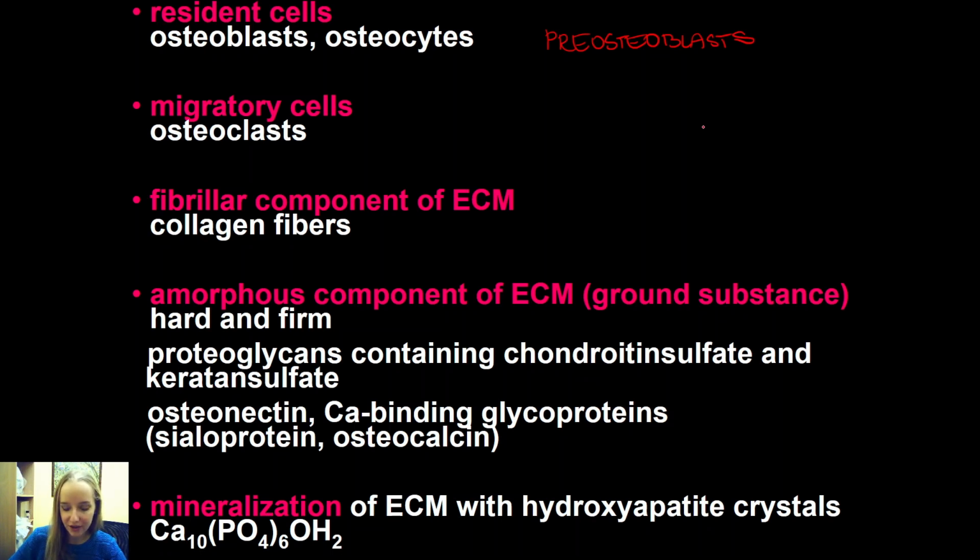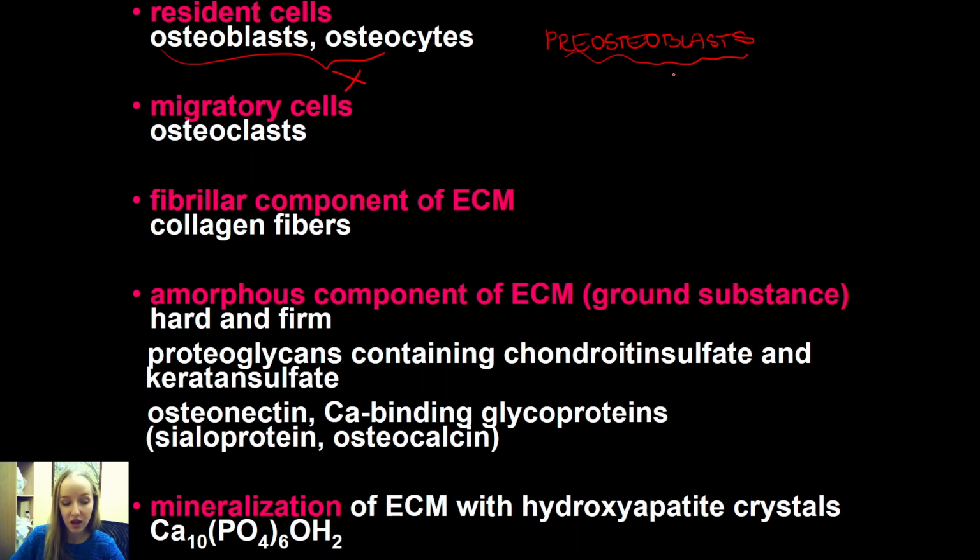Or osteoblast progenitors or osteoprogenitor cells. You can find many names for one thing actually, and these can divide. So these two are not able to divide. So no division here. Once they differentiate into osteoblasts, they no longer divide.